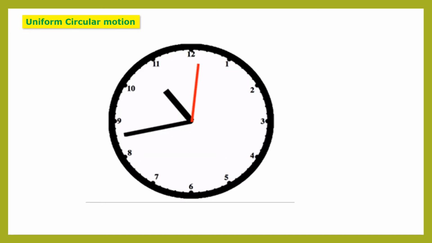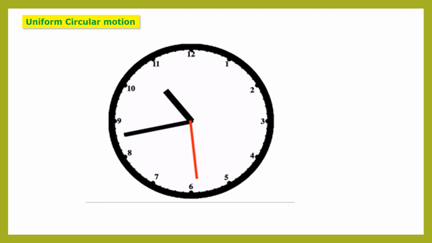Now we have to see the next topic, that is uniform circular motion. For this we have to consider the tip of the second hand of a clock. What can you say about its velocity and speed? When we observe the tip of the second hand of a clock, the speed of the tip is constant, but the direction of its displacement, and therefore its velocity, is constantly changing.